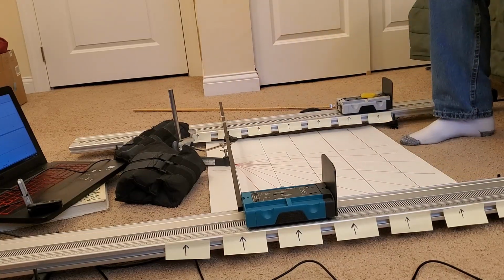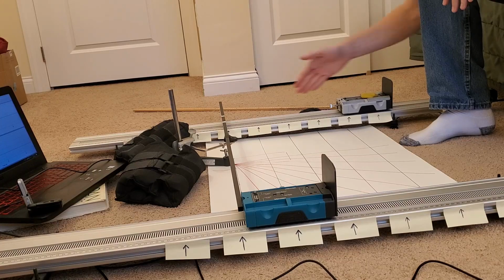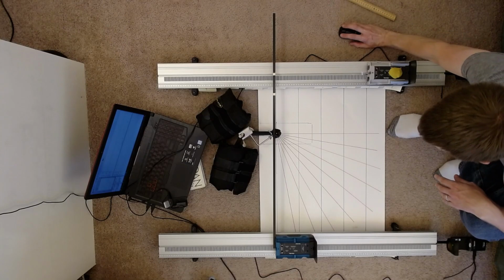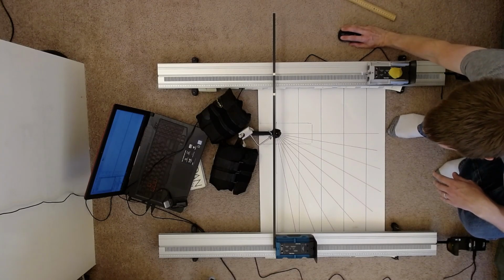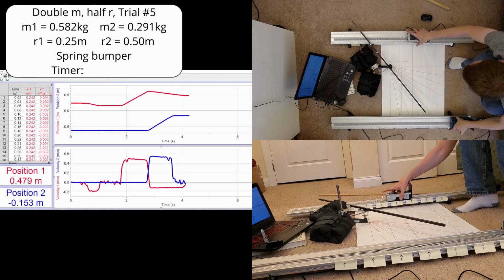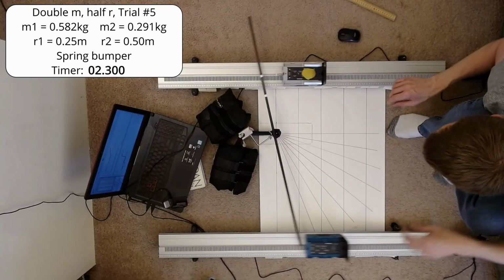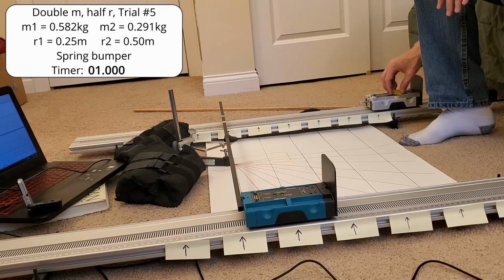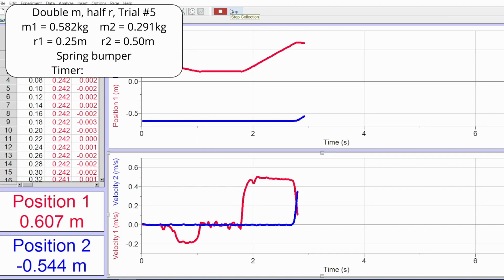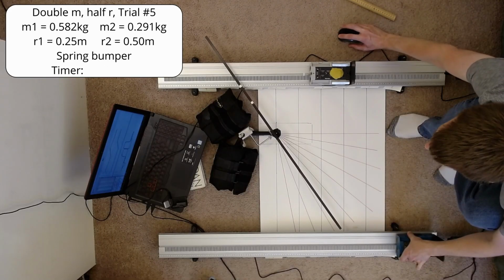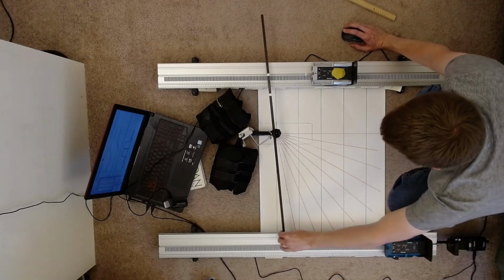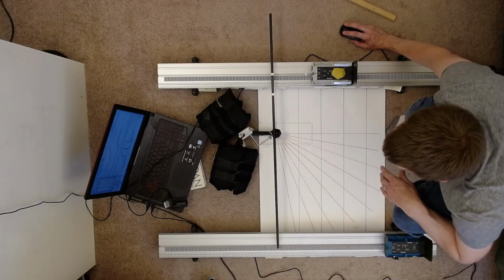Okay, here we go. So this is double the mass at half the distance. We're doing the elastic case first, so this is elastic trial 1, and let's go. Okay, so notice on this one, in the elastic case, we got this bounce back. And let's look at the preliminary data.